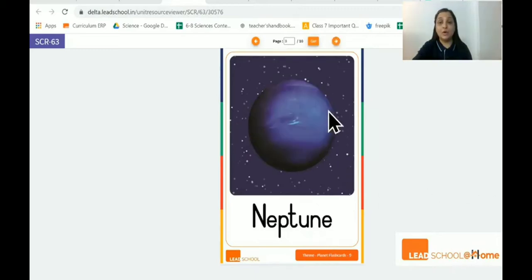And this is the coldest planet. Do you know what the name of this planet is? This is Neptune. What is the name? Yes, this is Neptune.